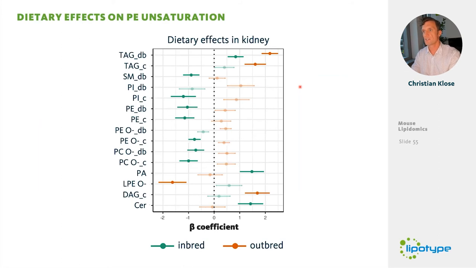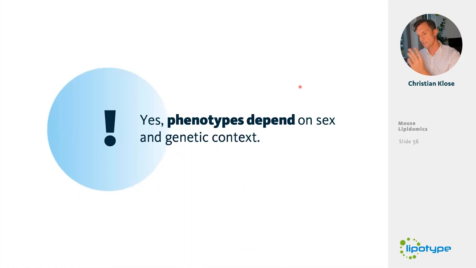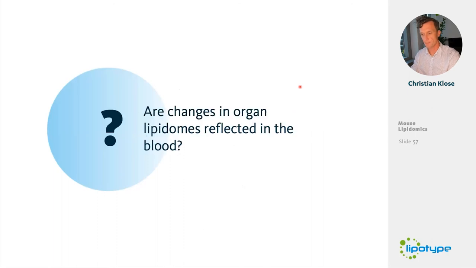What we see here, just as an illustration, is the result for dietary effects in kidney, and we could indeed find that there are lots of differential effects for different lipidomic parameters. We saw this across all organs, and not only induced by the genotype, inbred versus outbred mice, but also depending on the sex of the mouse. So in summary, phenotypes, in this case induced by different diets, clearly can depend on the sex and the genetic background of the mouse. And this is something that probably should also be considered in other intervention studies, like, for example, drug treatments.